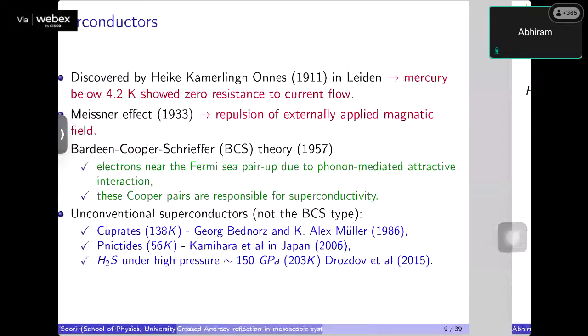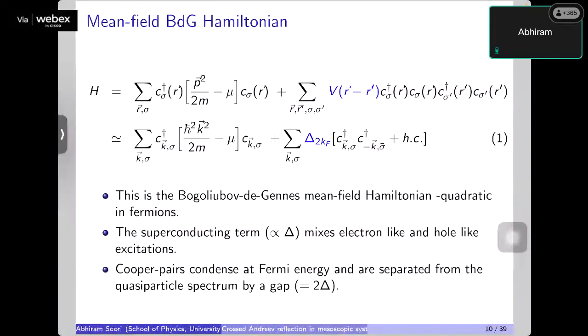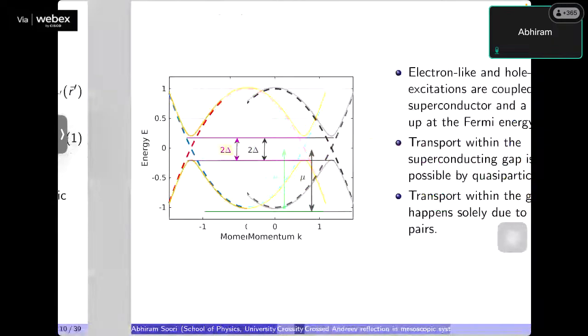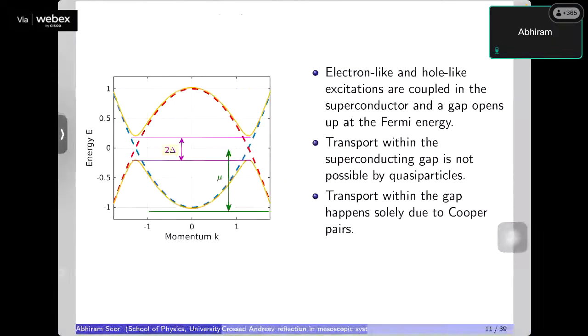Okay, so there is this mean field Bogoliubov-de Gennes Hamiltonian. In equation one, the first term is basically the kinetic energy, and the second term is the Cooper pairing term. Because of the second term in the electron dispersion, a gap opens up. I had shown you one three-dimensional picture earlier. This is a two-dimensional version of that. The blue dashed line here is the electron band, and the red dashed line is the hole band. They hybridize and give rise to this yellow band, which shows a gap. That gap is called the superconducting gap.